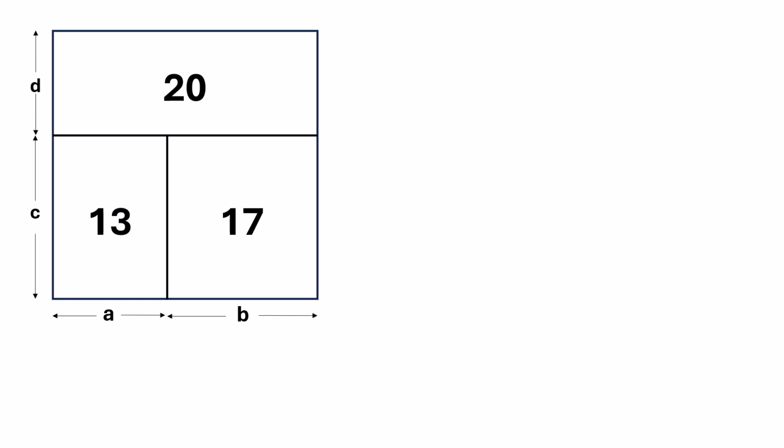Now, focus on the shaded rectangle on the bottom left. Its height is C, and its width is A. The perimeter is given as 13. So we get this equation: twice A plus twice C is equal to 13. Let's call this equation number 1.